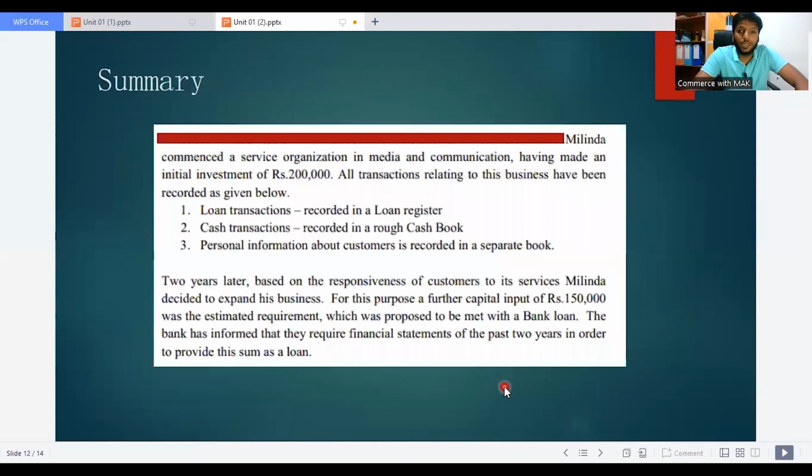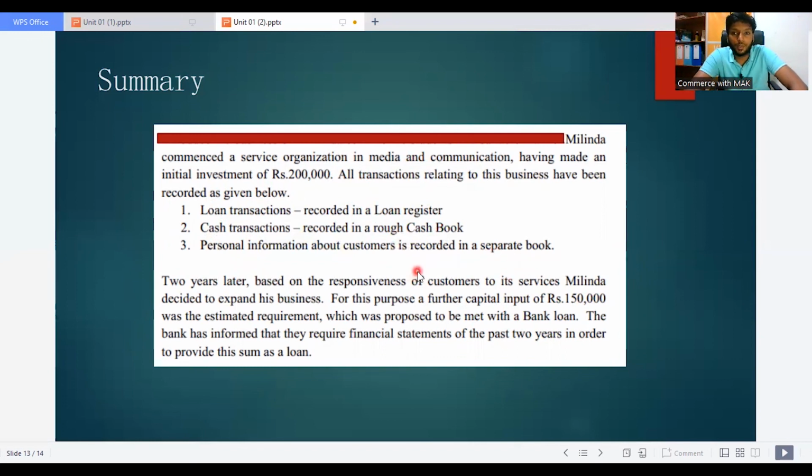So let's move on to the last topic. It's a summary which I have given for you on unit 1.1. Milinda commences a service organization in media and communication, having made an initial investment of rupees 200,000. That is a financial event, because it is a financial transaction. You can see all transactions related to the business have been recorded as given below. Loan transaction recorded in loan register, cash transaction recorded in rough cash book. Personal information about customers is recorded in a separate book.